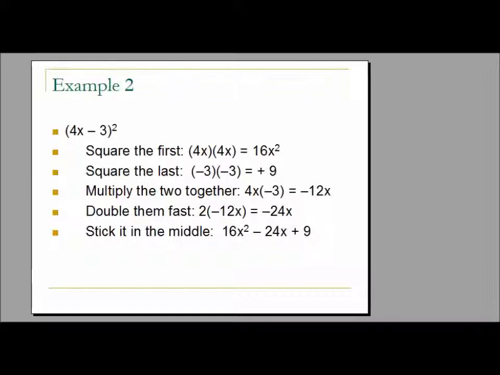Example 2, square 4x minus 3. We square the first term. 4x times 4x is 16x squared. The last term squared is negative 3 times negative 3, which gives positive 9. We multiply the two terms together, which is 4x times negative 3, which is negative 12x. Double them, and we get negative 24x. The trinomial becomes 16x squared minus 24x plus 9.